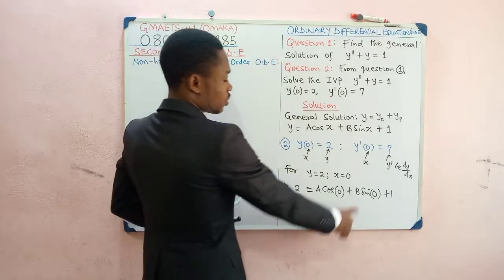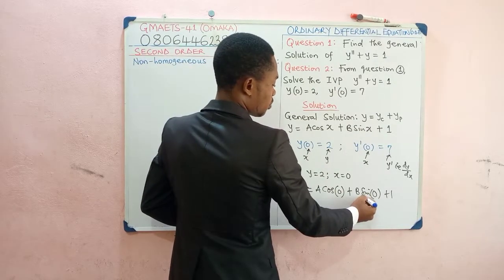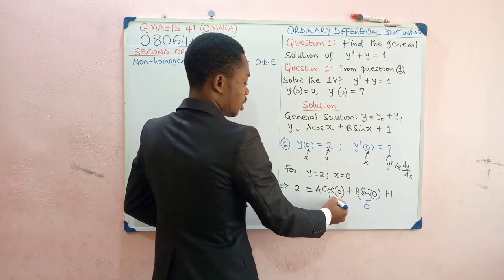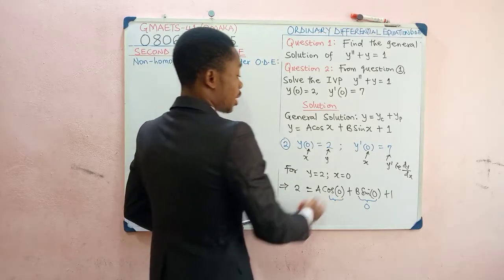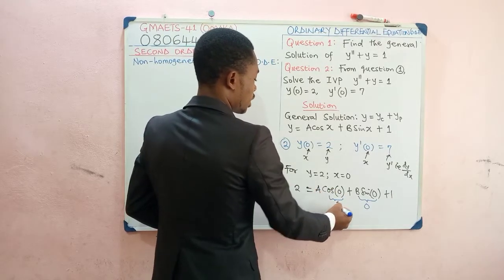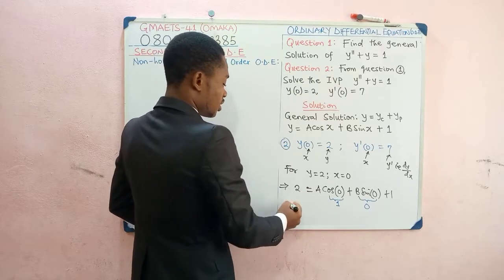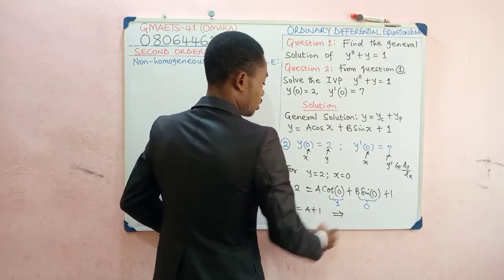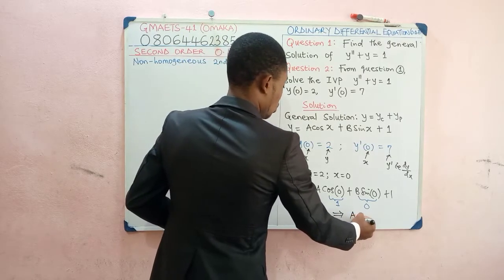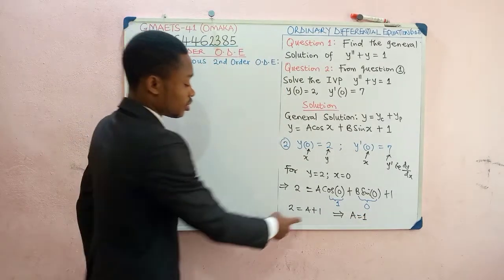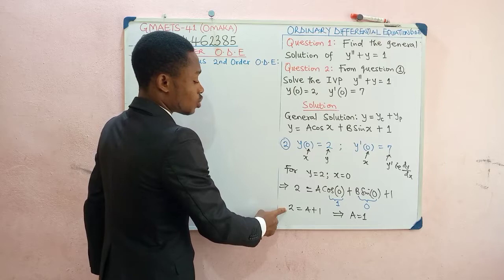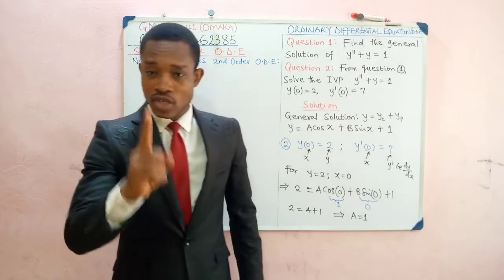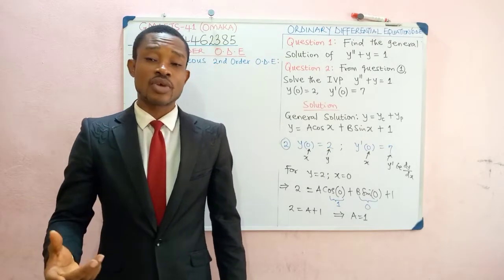Then we can solve. You notice already that this term, b sine 0, will give us 0. Then this part will give us 1, because cos 0 is 1, and 1 times a will give us a. So 2 is equal to a plus 1, which implies that a is equal to 1, because you move this 1 to the 2. You have 2 minus 1, giving us a equal to 1. So we've been able to obtain one of the constants of integration, a.